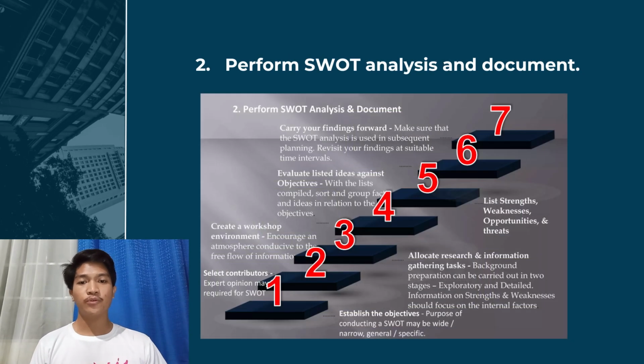Second, perform SWOT analysis and document. There are 7 steps to perform SWOT analysis and to document it. The first one is establish the objectives. The purpose of conducting a SWOT may be wide, narrow, general, or specific. Second, select contributors. Expert opinion may be required for SWOT. Third, allocate research and information gathering tasks.